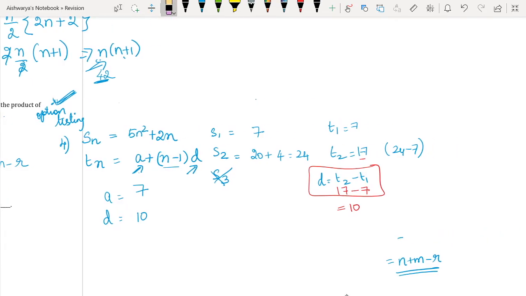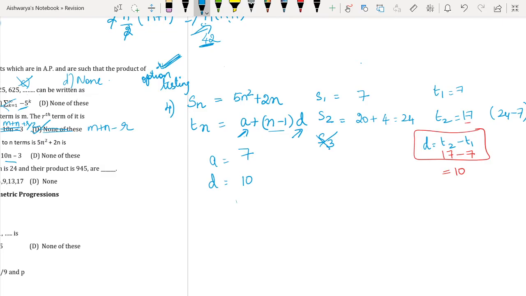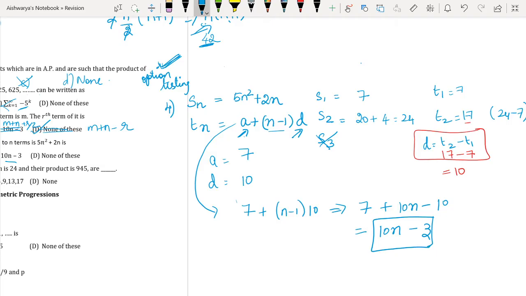Okay, let us just calculate now. A value you have got, D value you have got. So the nth term, we are going to substitute in this formula. 7 plus (n minus 1) into D, which is 10. Expand this: 7 plus 10n minus 10. So this will give you 10n minus 3. This is your nth term. If the question is asking you to find the third term or the fourth term, whatever it is, you just put the number here and you will automatically get that term.